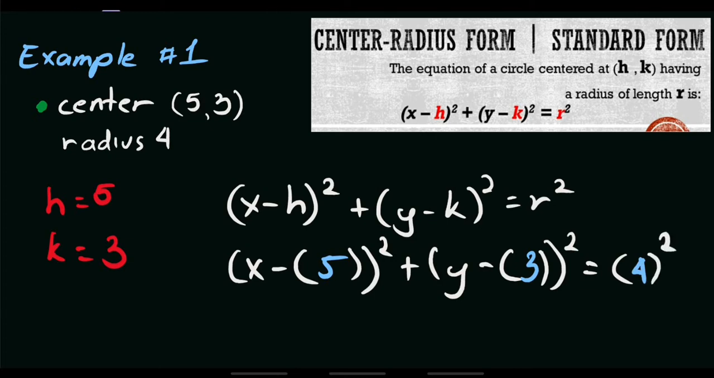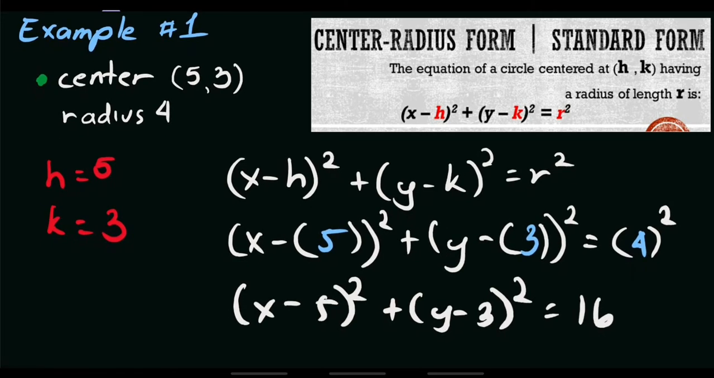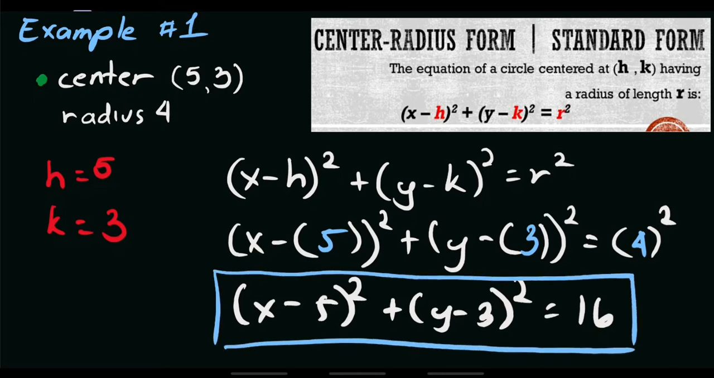The next step is to simplify this given problem. Let's simplify. Therefore, our equation is (x - 5)² + (y - 3)² = 4². 4² is equal to 4 times 4, which is 16. And that's it. That is our equation of a circle.